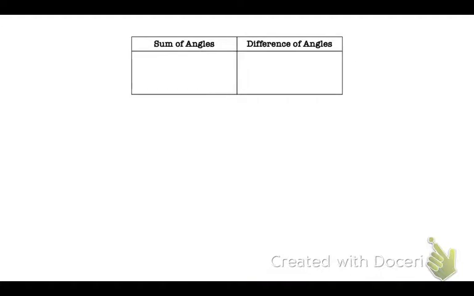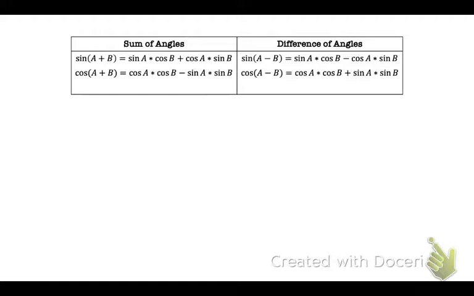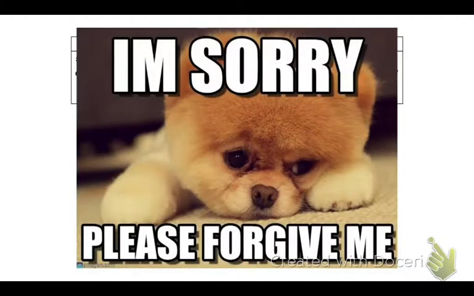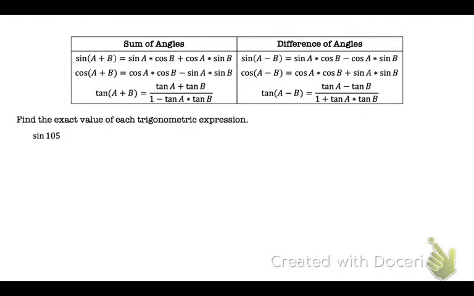Okay, anyways, so sum and difference of angles. So there are these three equations here. You can either pause the video, definitely pause the video and write these down. I am so sorry, please forgive me. You have to memorize these. Okay, so sine of A plus B is the same as sine of A times cosine of B plus cosine of A times sine of B. You don't have to memorize these. That was a lie. I'm giving you an equation sheet, so that will help, but you do need to write these down.